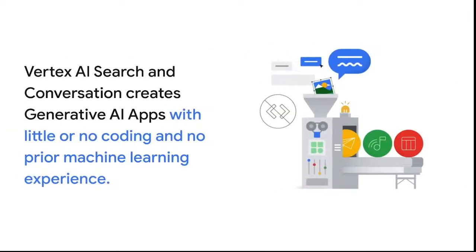Next, we have Vertex AI, which is particularly helpful for all of you who don't have much coding experience. You can build generative AI search and conversations for customers and employees with Vertex AI Search and Conversation, formerly Gen AI App Builder. Build with little or no coding and no prior machine learning experience. Vertex AI can help you create your own chatbots, digital assistants, custom search engines, knowledge bases, training applications, and more.